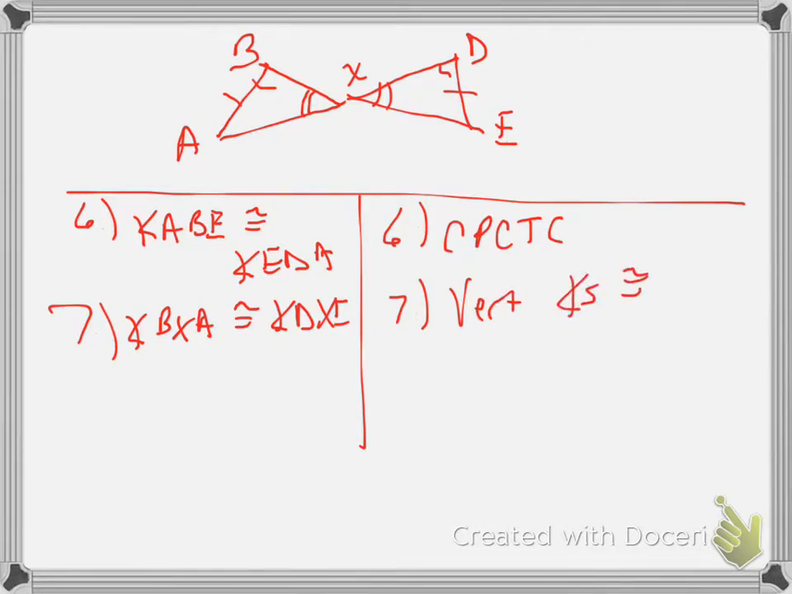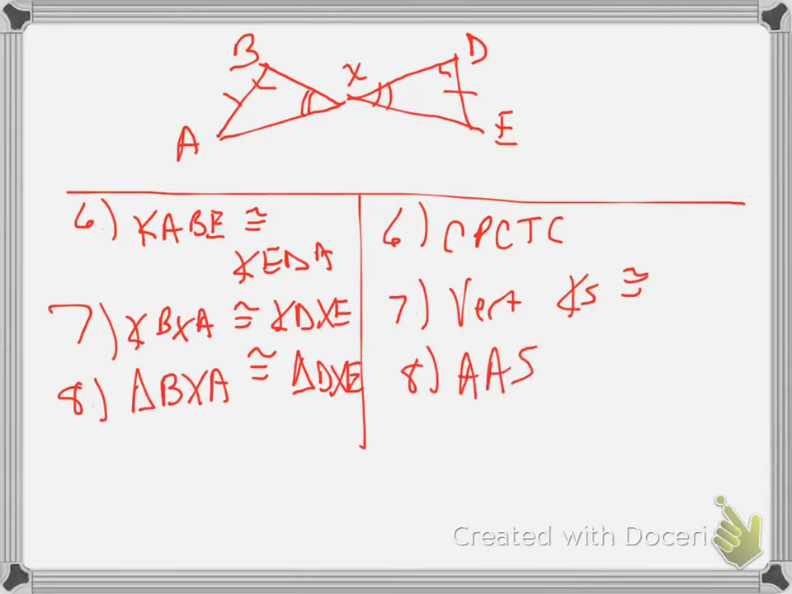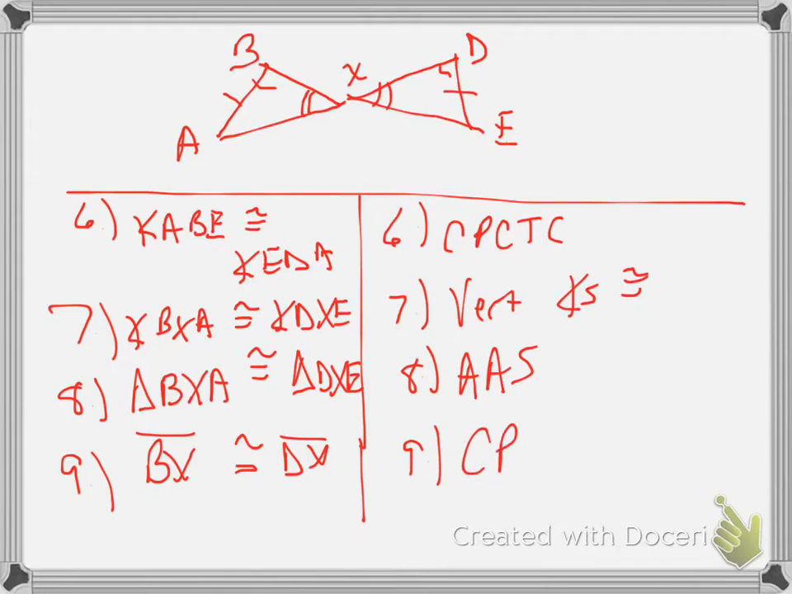Vertical angles are congruent. Then I can go ahead and say 8, triangle BXA is congruent to triangle DXE by angle, side, angle. Once I state my triangles are congruent, I told you this one's crazy, I can now say BX is congruent to DX by CPCTC. Again, corresponding parts of congruent triangles are congruent. Crazy proof. Probably the hardest proof that you guys are going to do is something like this. It's overlapping triangles. It's crazy proofs. But we'll get through it. We'll be alright.